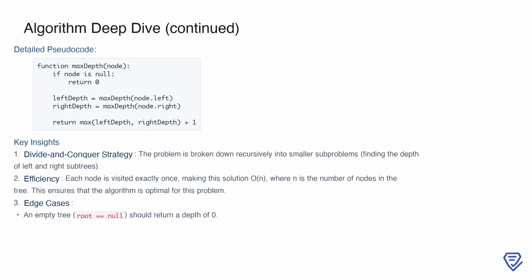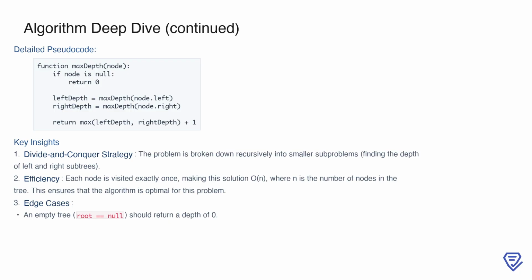The pseudocode for this algorithm reflects the simplicity of the recursive approach. If the node is null, we return 0. Otherwise, we calculate the depth of the left and right subtrees recursively. Then, we take the maximum of these two depths and add 1 to account for the current node. This method employs a divide-and-conquer strategy, where the problem is broken into smaller subproblems for each subtree.